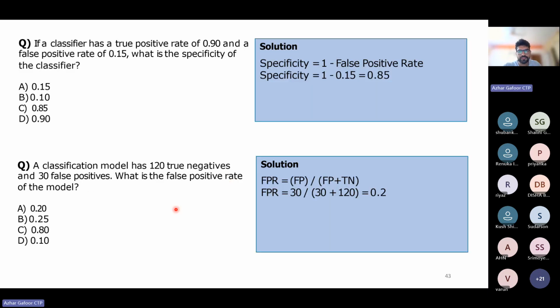So we look at the formulas. Specificity is 1 minus the false positive rate, so the answer is C. And the false positive rate is false positive divided by false positive plus true negative. That is 0.2.